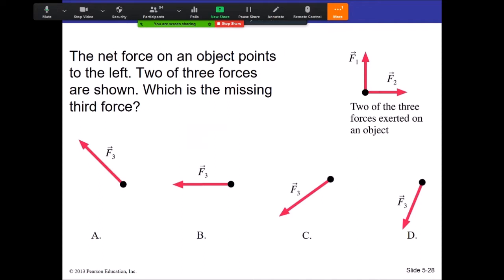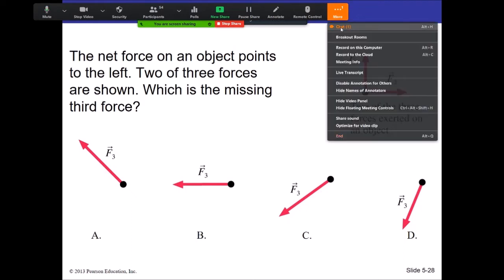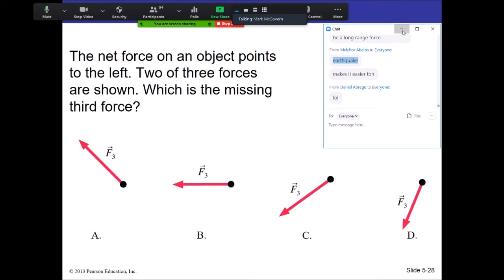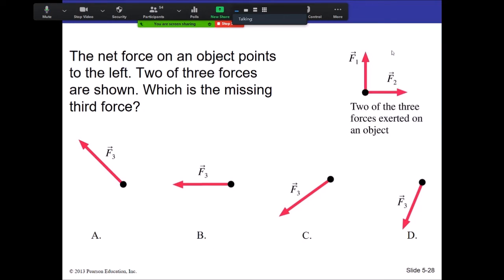All right, question for you. The net force on an object points to the left. Two of the three forces are shown. Which is the missing third force? So I'm showing there's a force upward. There's a force to the right. The net force is purely to the left. So you're trying to imagine what third force can combine with the other two to produce a force that just purely points to the left. You do want to be thinking about components.